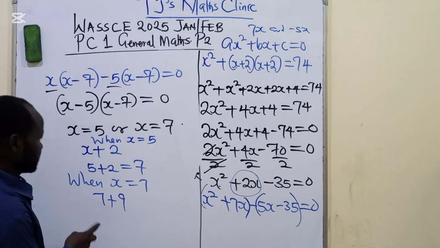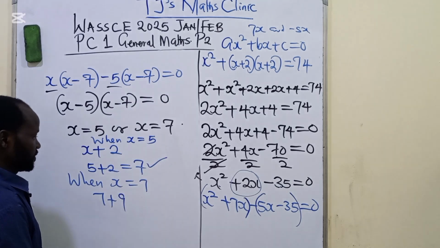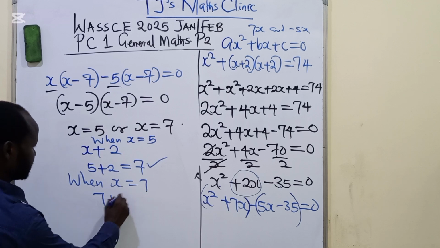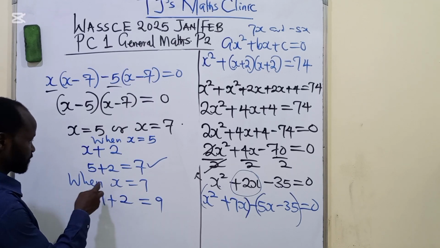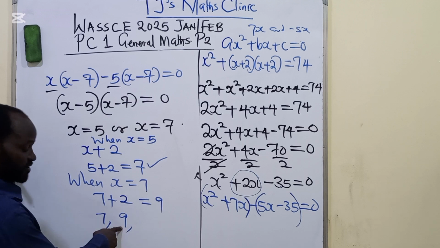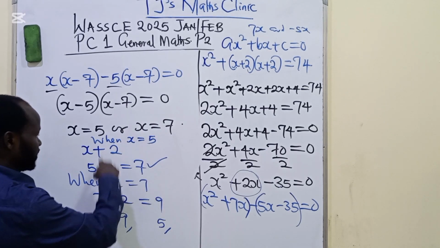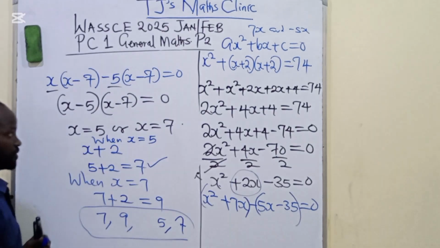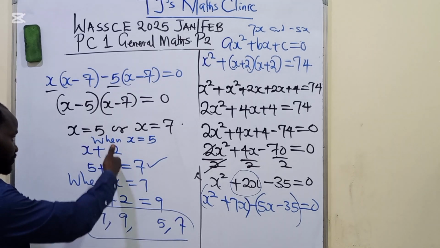Okay, so when x is 5, the second consecutive number will be 7. Then when x is 7, the second consecutive number will be 9. So we can either use the first consecutive number when x is 7, we have 7, 9 as the consecutive odd numbers, or when x is 5, we'll have 5, then the next consecutive number will be 7. So they are the same. So the value of x is 5 or x is 7. Then we can get the first consecutive number and the second consecutive number.